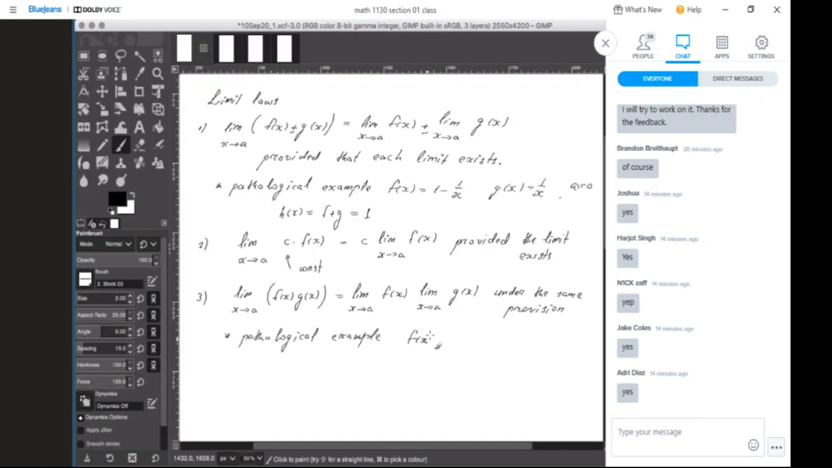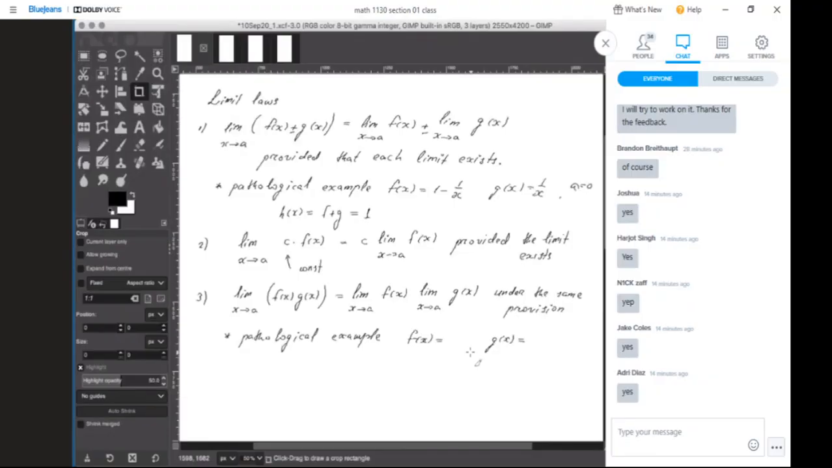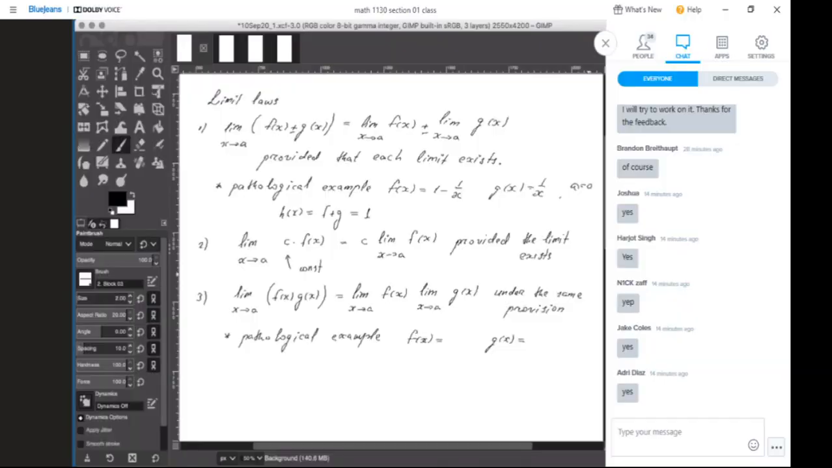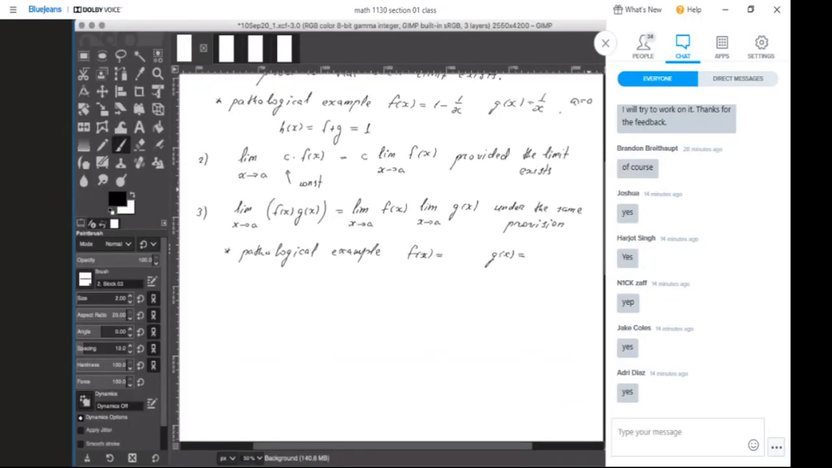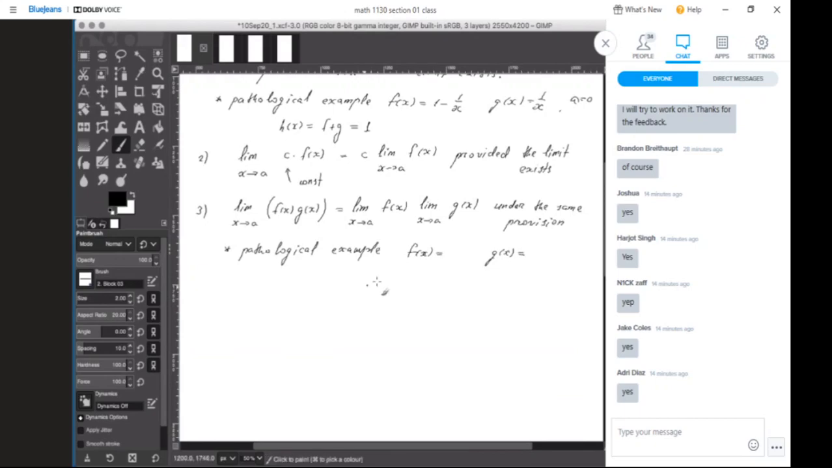Pathological example: two functions, f of x and g of x, and a designated point, such that the limit of the product exists, but the separate limits, at least one of those limits, doesn't. You can make f of x equal x and g of x equal 1 over x. Yeah, that will work beautifully.